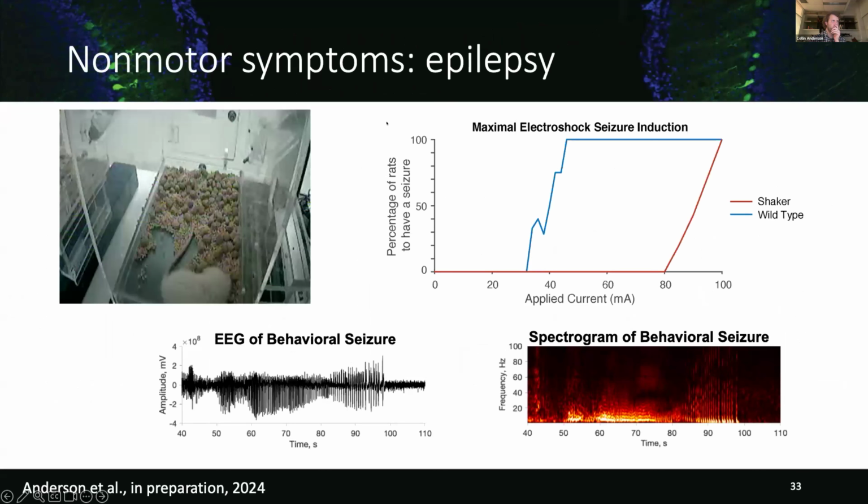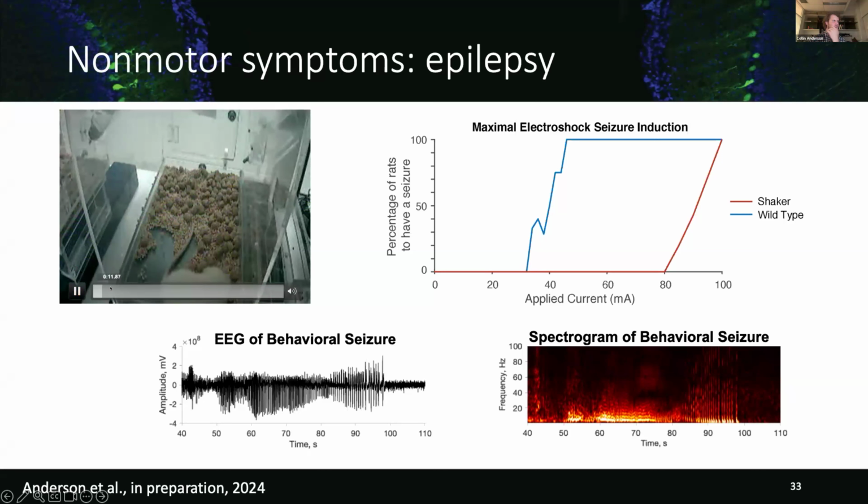And in terms of non-motor symptoms like epilepsy, we did a 60-day long 24/7 EEG and video coupled experiment with Karen Wilcox. And we were able to find that the rats actually were having a small number of tonic-clonic seizures.